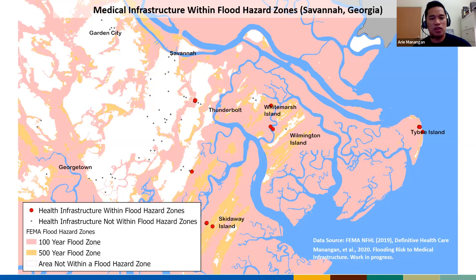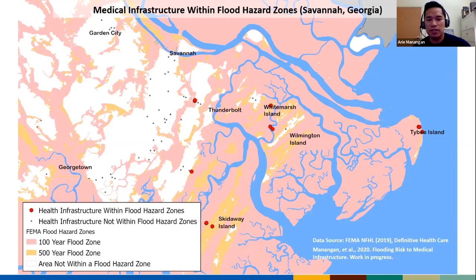We overlaid FEMA's floodplain data with facility locations, as shown here in a map of medical facilities around the Savannah, Georgia area. In this map, those facilities within a flood hazard zone are colored in red. In the Savannah, Georgia area, at least six of these facilities lie within a 100-year flood risk zone, or have a 1% chance of flooding in any given year. Next slide.